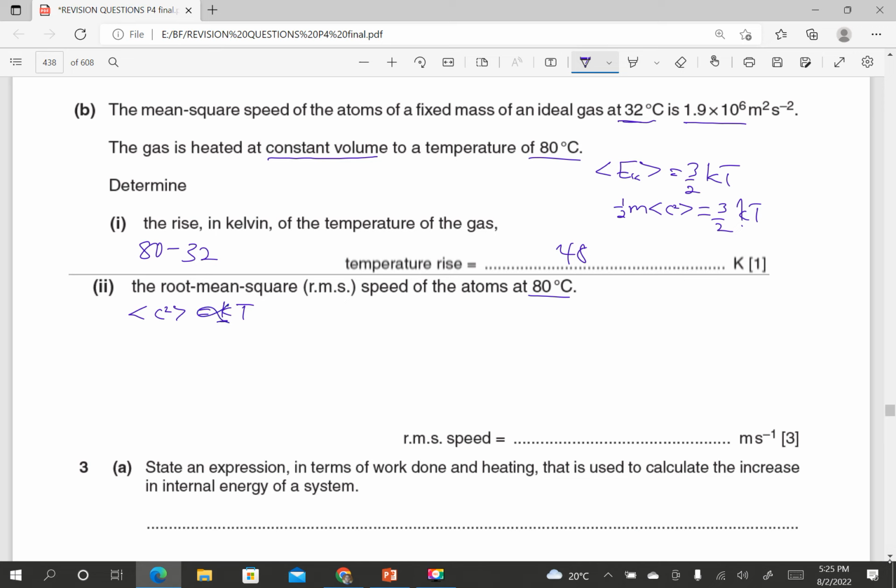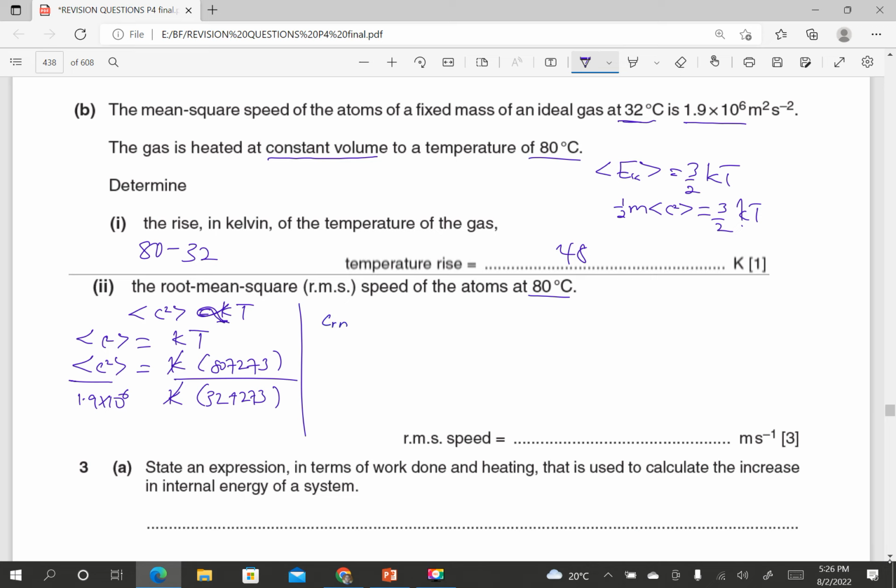So the mean square speed is equal to a constant, not Boltzmann's constant, just a constant of proportionality, directly proportional to T. So mean square speed is equal to a constant times T. For the first case, since the second case is the one which is required, I'll put it on top. So the mean square speed which you want for the second case is equal to a constant times the new temperature, which is 80 plus 273 to change it to Kelvin, divided by the original conditions where the mean square speed was given. They gave us the mean square speed as 1.9 times 10 power 6. So this will be equal to a constant, then the temperature was 32 plus 273. To find the root mean square speed, I'll find the square root of both sides, but the constant has cancelled out.